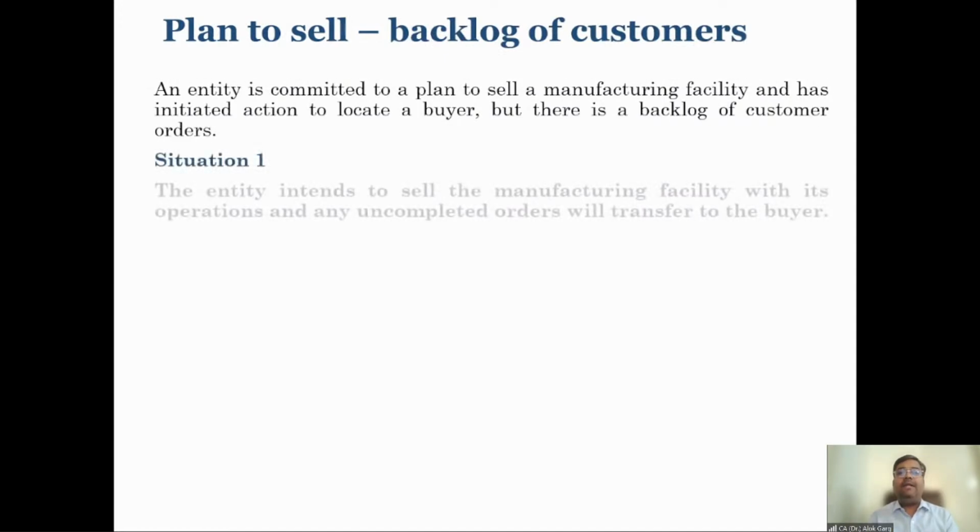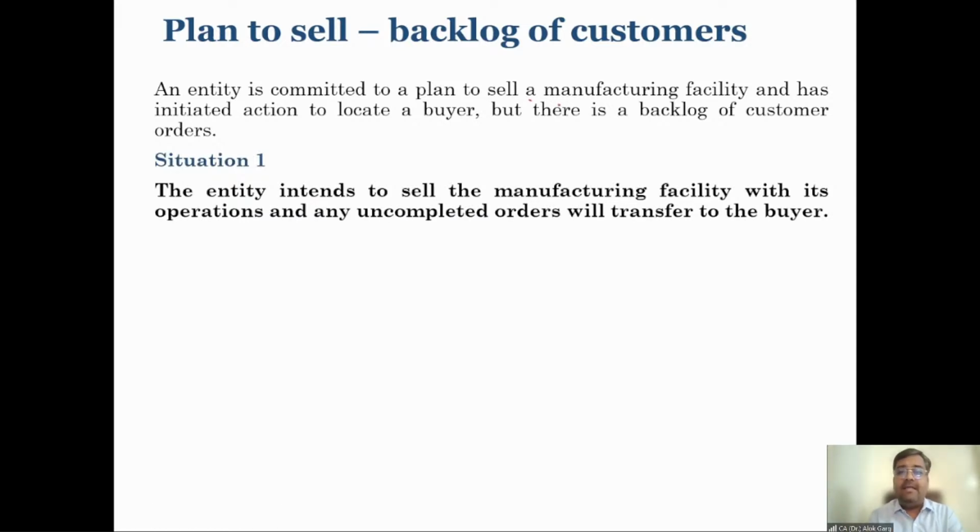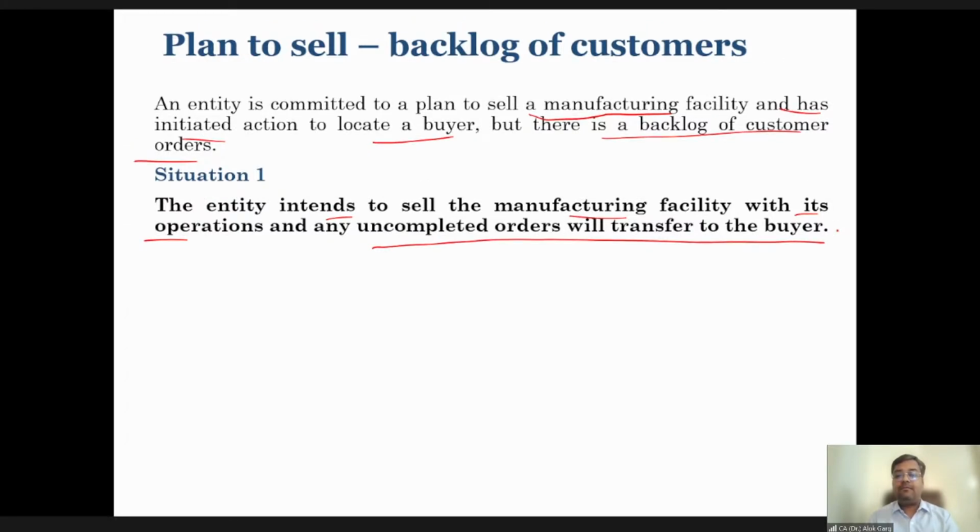Second example. An entity is committed to a plan to sell a factory. Manufacturing facility means factory. And has initiated action to locate a buyer. But there is a backlog of customer orders, right? The entity intends to sell the factory with its operations, and any uncompleted order will transfer to the buyer. Tell me, in this situation, is it available for immediate sale in the present condition?